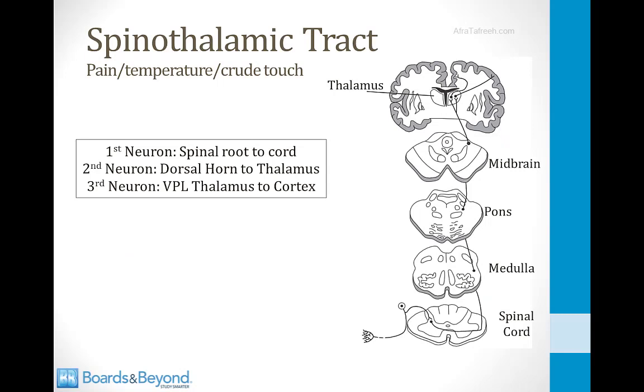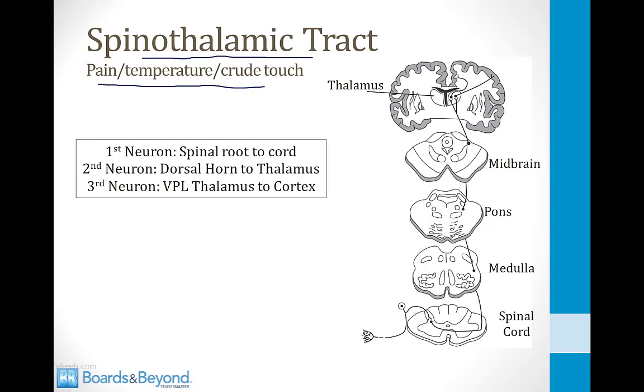So now what we're going to do is talk about the 3 tracts that carry information between the spinal cord and the brain. First, we'll talk about the 2 sensory tracts, which carry sensory information into the spinal cord and up to the brain. And then we'll talk about the motor tract, which is how the brain creates motor activity. So first, let's talk about the spinothalamic tract. And this is the tract in the body that carries information on pain, temperature, and crude touch.